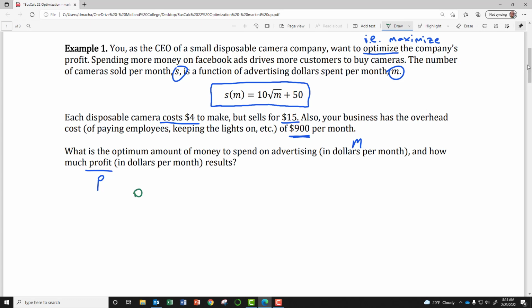Remember that profit is just equal to revenue minus expenses, where revenue is the amount of money your business is bringing in, and the expenses are all the things you have to pay for. Now, our expenses, like I said, they come in both variable cost and fixed cost, or overhead, which we also call fixed cost.